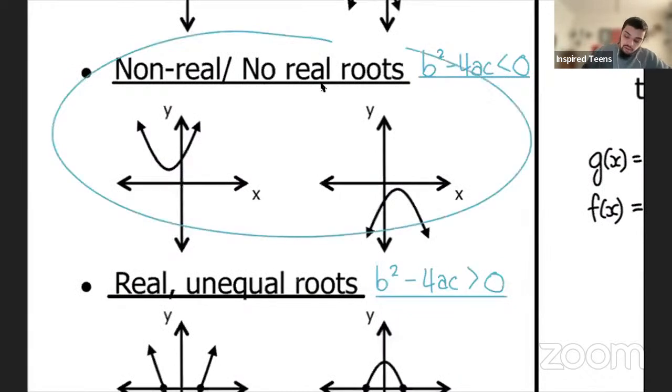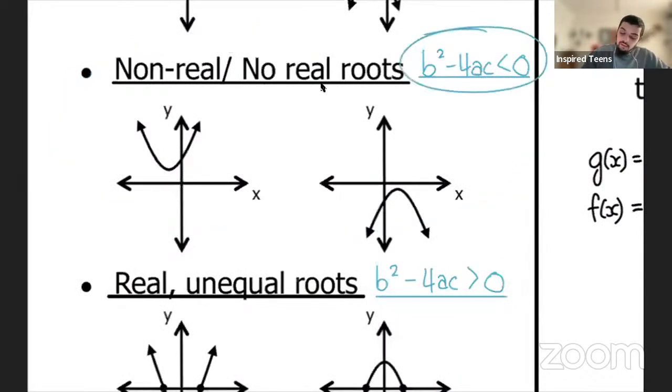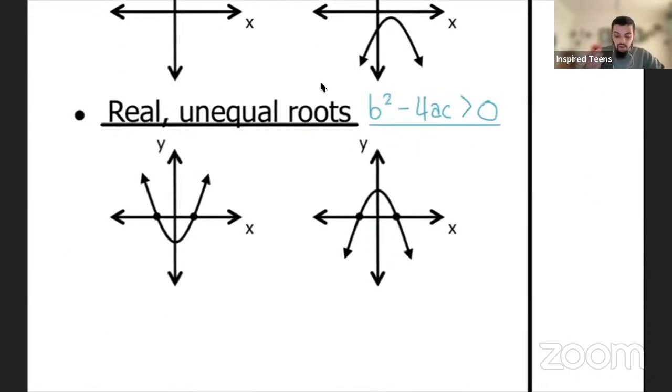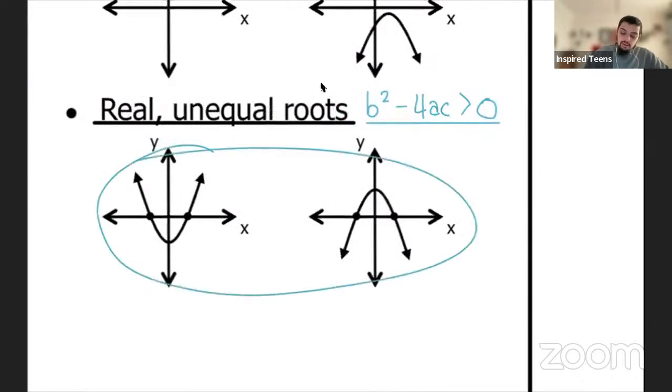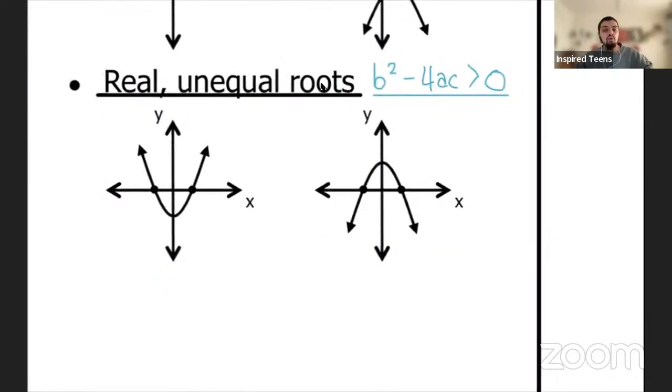When we have no real or non-real roots, b squared minus 4ac is less than 0, that means we have no x-intercepts on our parabola graph. And when we have real unequal roots, b squared minus 4ac is greater than 0. This is the most common one, when we have two x-intercepts.